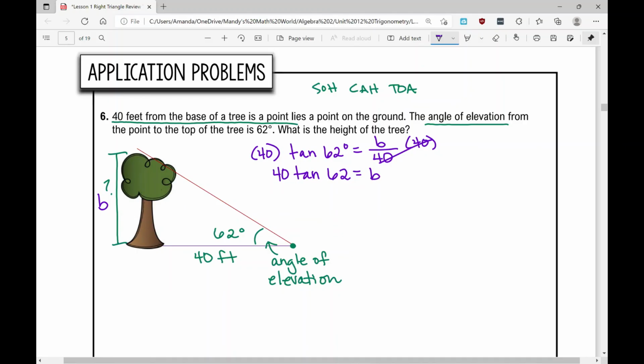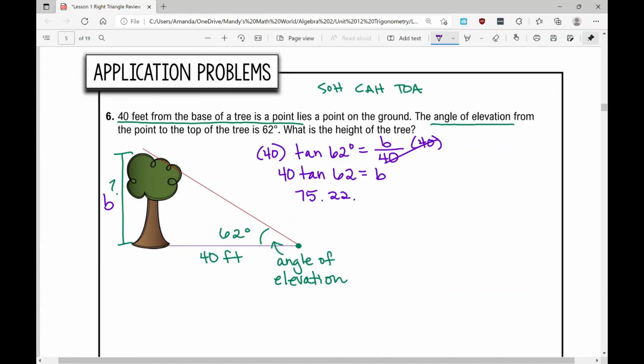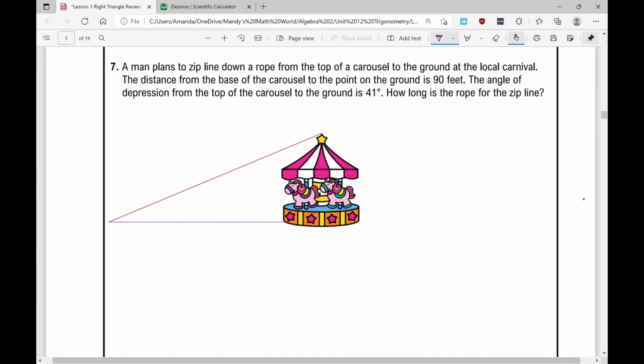When I plug that into my calculator, I get approximately 75.229, and that equals b. I'm going to erase this little dot right here. And I would write out, therefore, the height of the tree is approximately 75.229 feet. And I'm now moving on to the last and final problem of today's lesson.